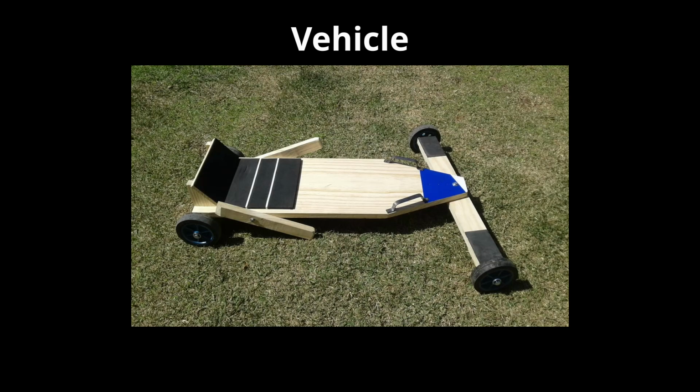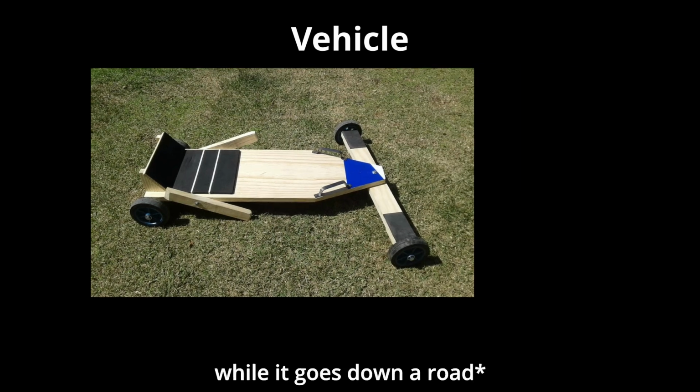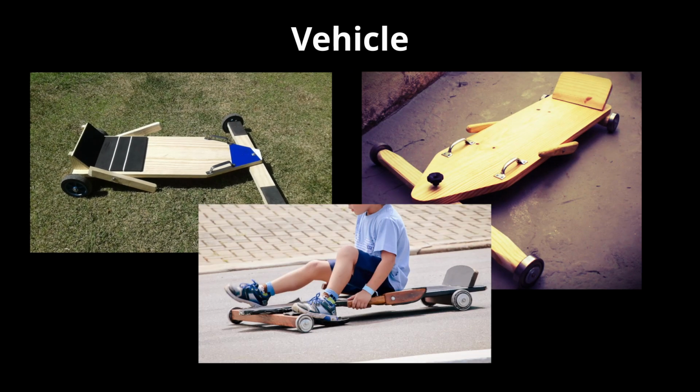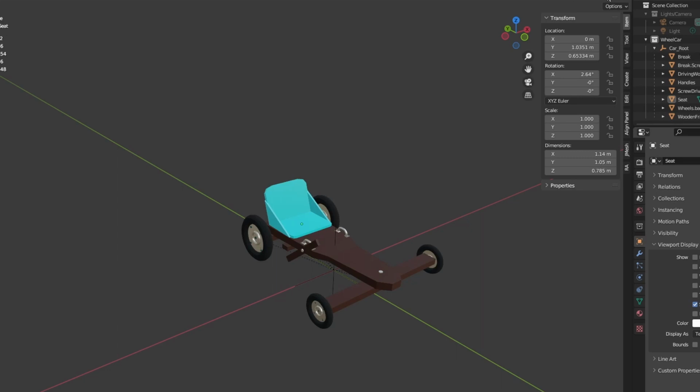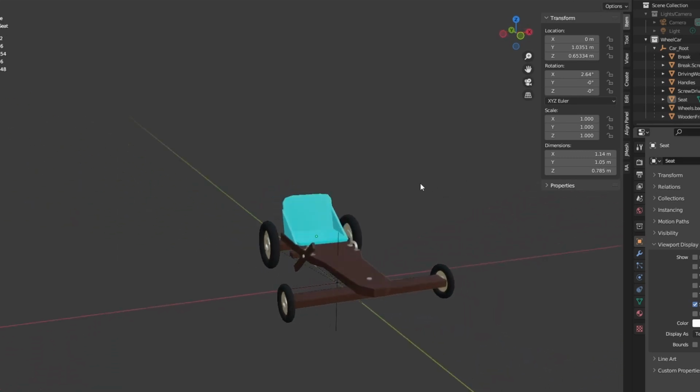The vehicle I chose is sort of a wooden cart that is propelled by gravity while you go down a road. It's basically just a few planks nailed together with wheels, and the front plank is able to rotate to control its direction with your feet. I made a very simple model for this based on some references. It has a brake lever on the side as well as some hand holders.